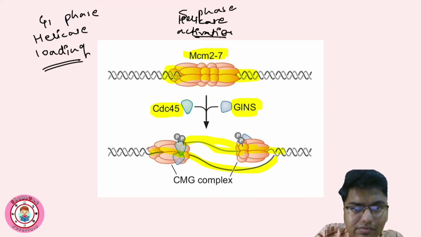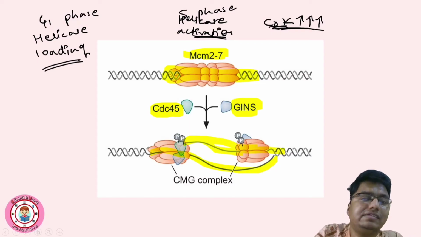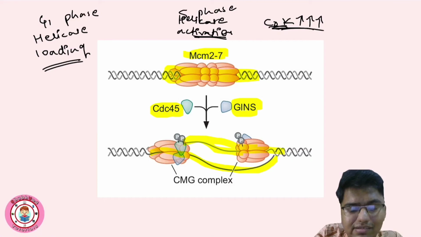In this phase, CDK levels are very important. CDK levels, kinase levels, are increased in the S phase. In the G1 phase, the kinases are very low. So this is the regulation of helicase loading and helicase activation in the two phases.